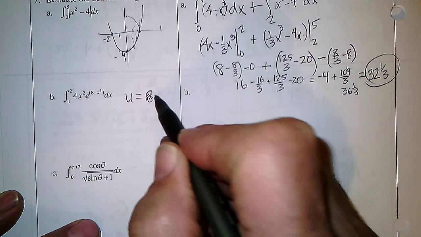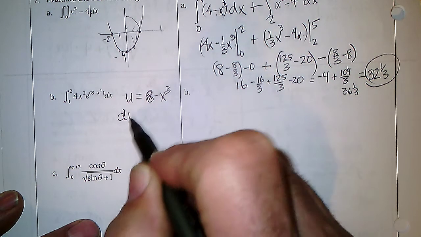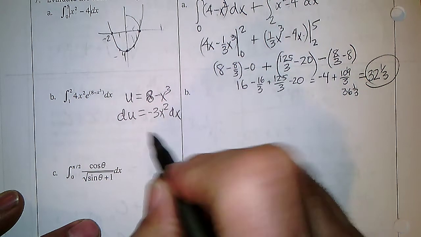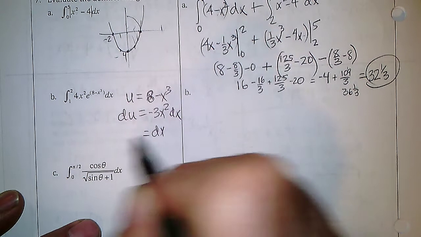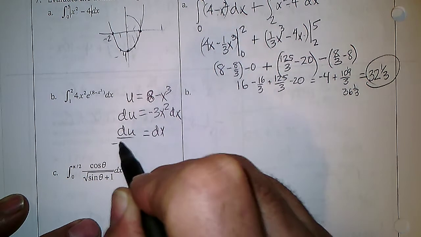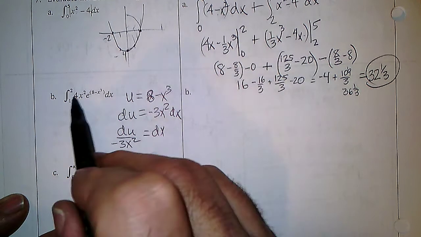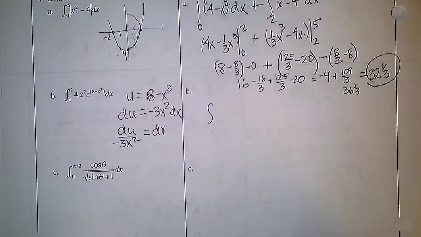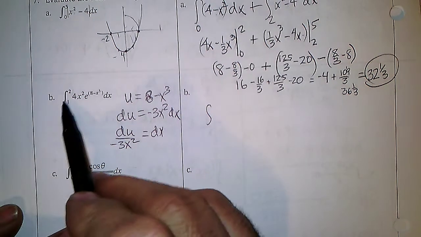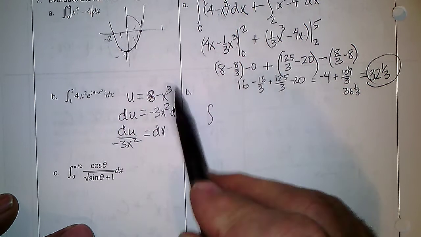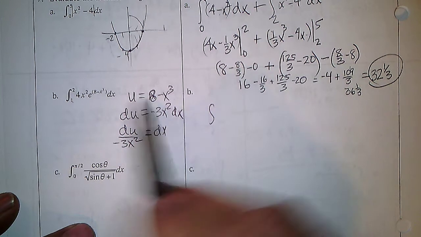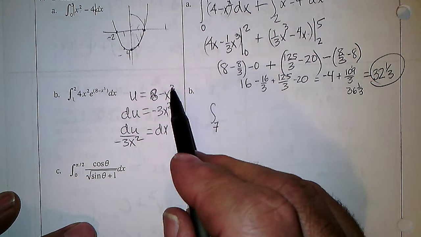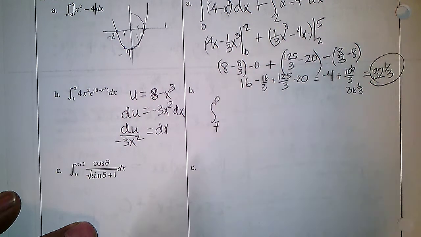8 minus x to the third, so du would be minus 3x squared dx, so dx can be replaced with du over minus 3x squared. So this integral would change to new limits because I'm changing to u. Now, x was 1. 1 cubed is 1, from 8 is 7. And 2 to the third is 8. 8 minus 8 is 0.